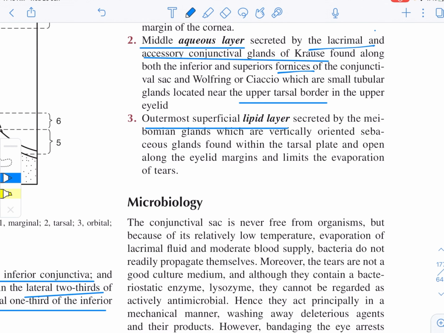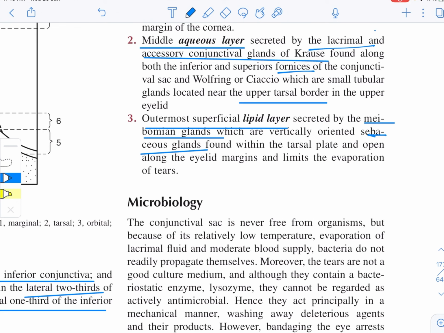Okay, so first was the mucinous layer, second is the aqueous layer, and the outermost layer is the lipid layer secreted by the meibomian glands, which are vertically oriented sebaceous glands. These meibomian glands are sebaceous glands. This is an MCQ question. Found within the tarsal plate and open along the eyelid margins and limits the evaporation of tears.